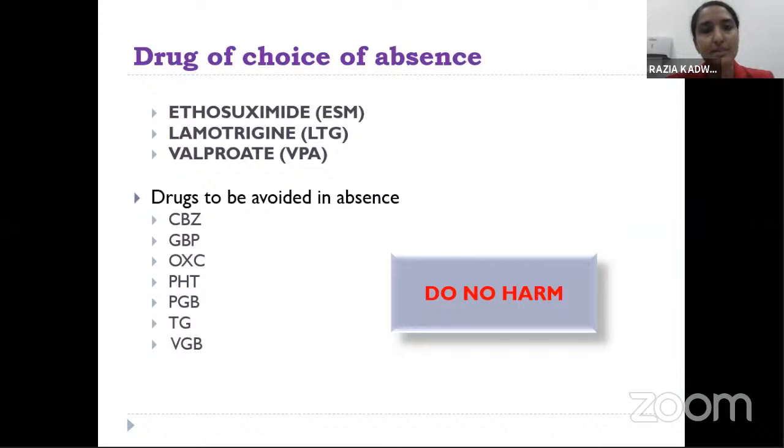So what are the first line medications for absence seizures? Ethosuximide, lamotrigine, and valproate. These are the first line agents. You must also remember which drugs you have to avoid in patients with absence. Remember, you should not harm your patient. Even if you're not able to help them, at least don't harm them by starting wrong anti-seizure medications.